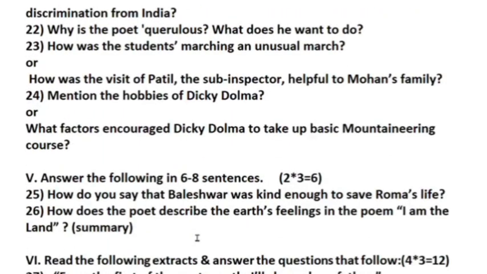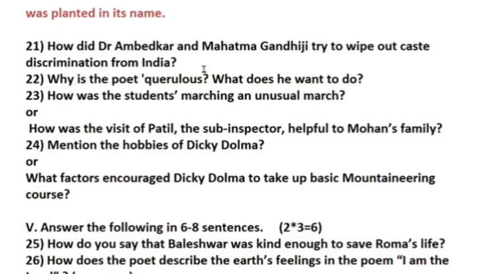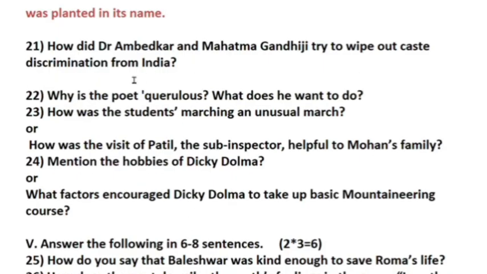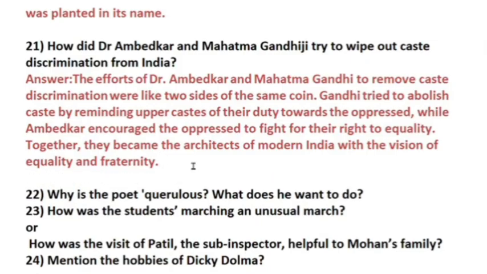Question number 21. How did Dr. Ambedkar and Mahatma Gandhiji try to wipe out caste discrimination from India? Answer: The efforts of Dr. Ambedkar and Mahatma Gandhiji to remove caste discrimination were like two sides of the same coin. Gandhi tried to abolish caste by reminding the upper caste of their duty towards the oppressed, while Ambedkar encouraged the oppressed to fight for their right to equality. Together, they became the architects of modern India with a vision of equality and fraternity.